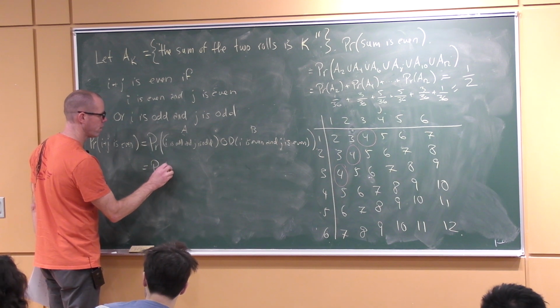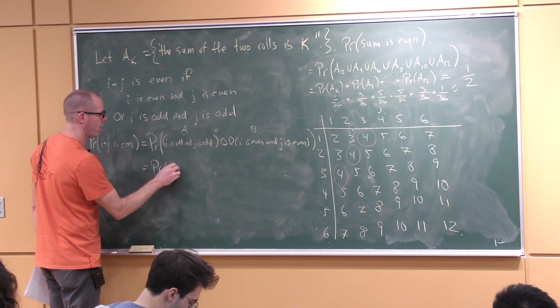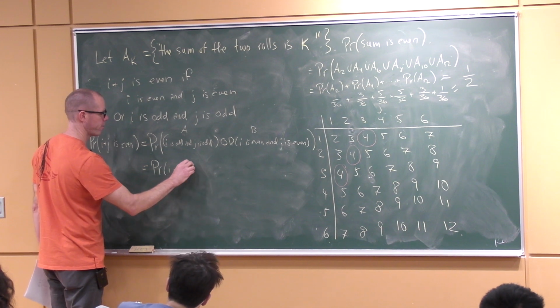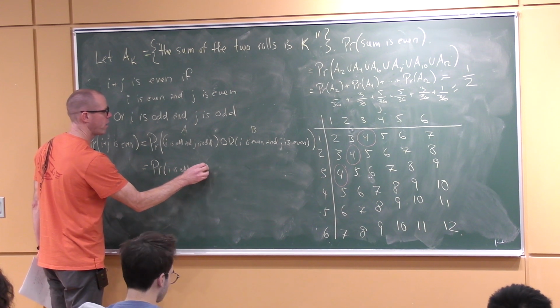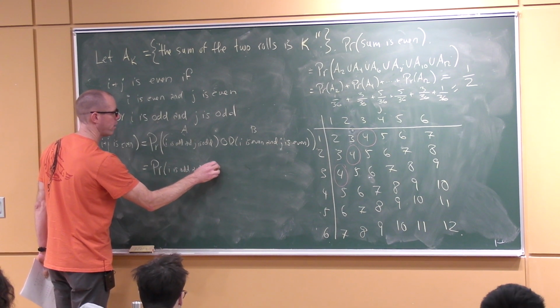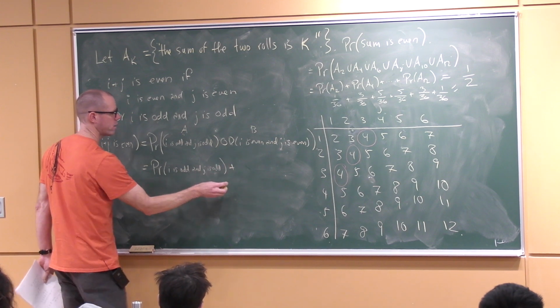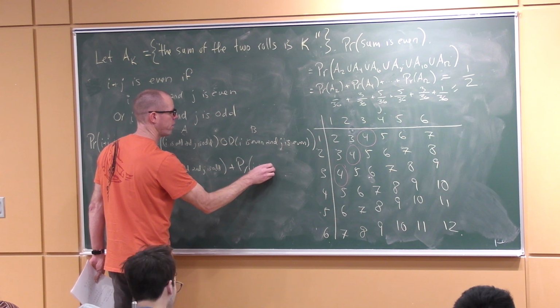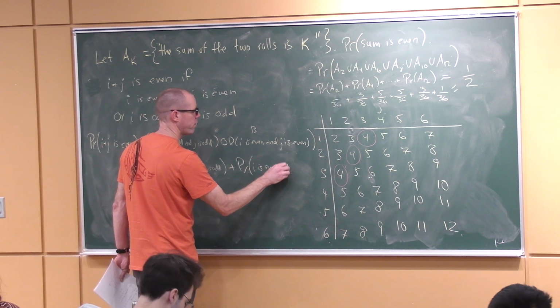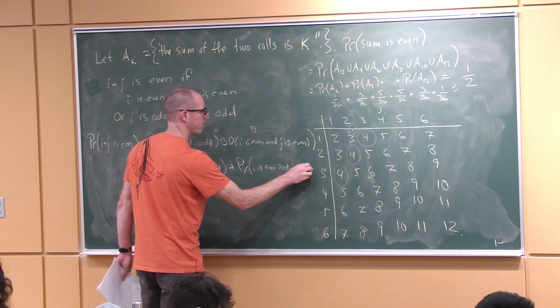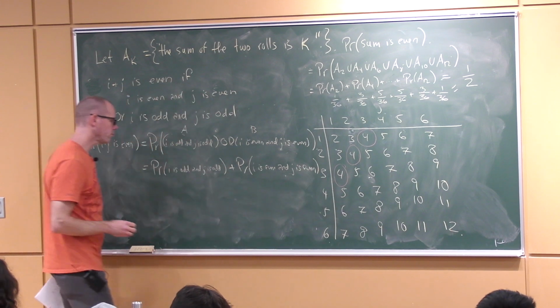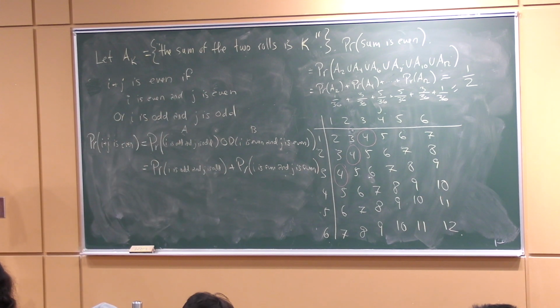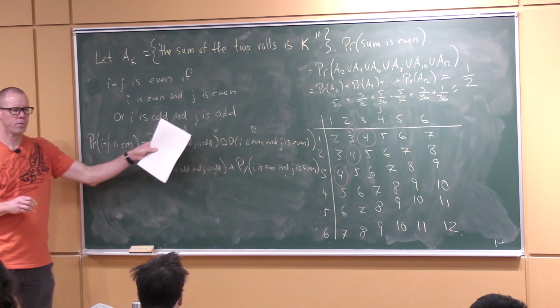So that means the probability that i is odd and j is odd, plus the probability that i is even and j is even. So this is a bit nicer because there's only two things in our sum.